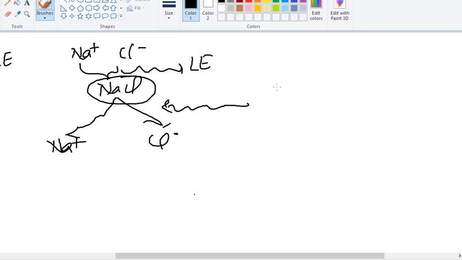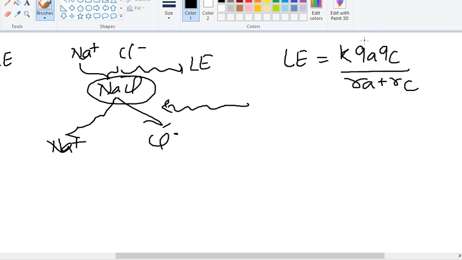Okay, and lattice enthalpy, remember, is equal to K Q_A Q_C divided by R_A plus R_C. Here Q_A is the charge of anion, Q_C is the charge of cation, R_A is the size of anion, R_C is the size of cation, and K is actually related to the packing of solid substance.